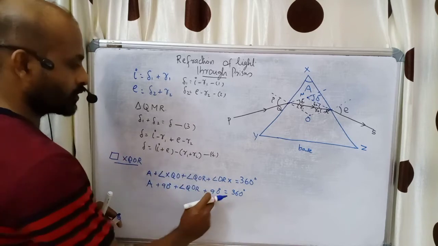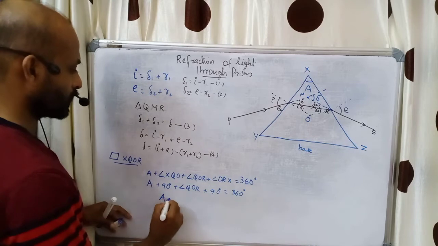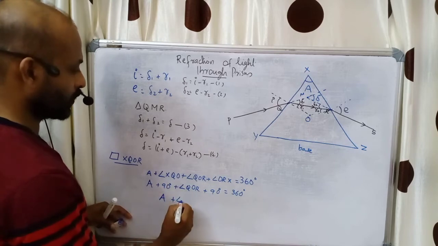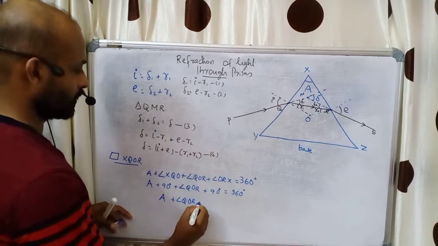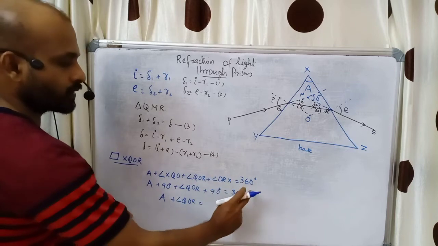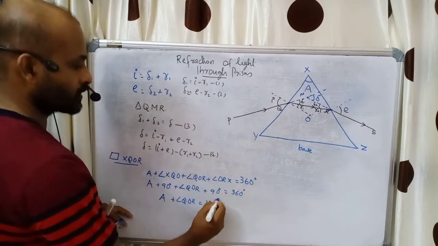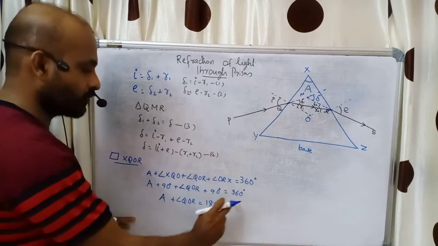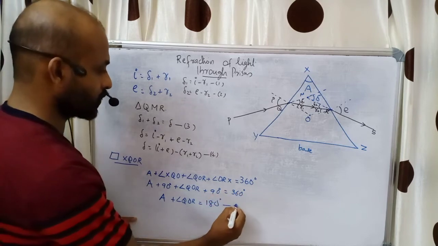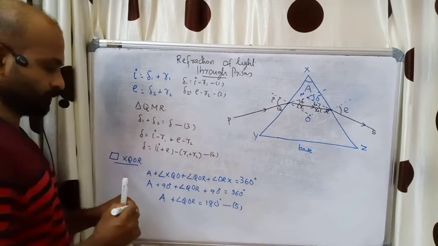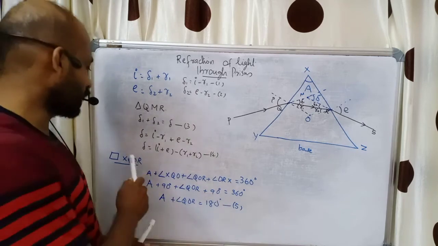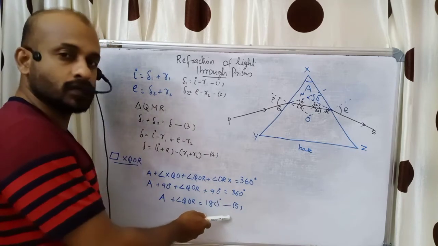Now subtracting, taking this to right side, what will you get? Angle of the prism plus angle QOR. 90 plus 90, 180. When it goes to other side, it will become 180 degree subtracted from 360. 360 minus 180 will be 180 degree. So this is equation number 5. Okay, so we have considered the quadrilateral XQOR and we have got this relation.